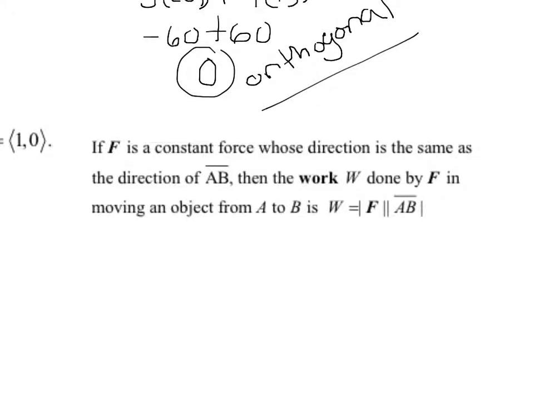Here's another equation for word problems you might need to think about. If F is a constant force whose direction is the same as the direction of AB, then the work done by F in moving an object from A to B equals the magnitude of the force times the magnitude of the vector AB.